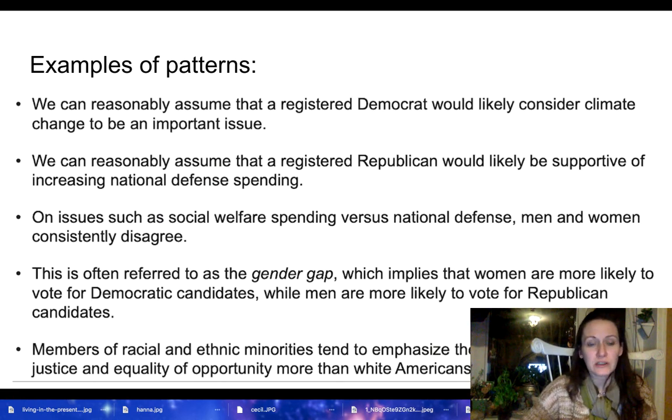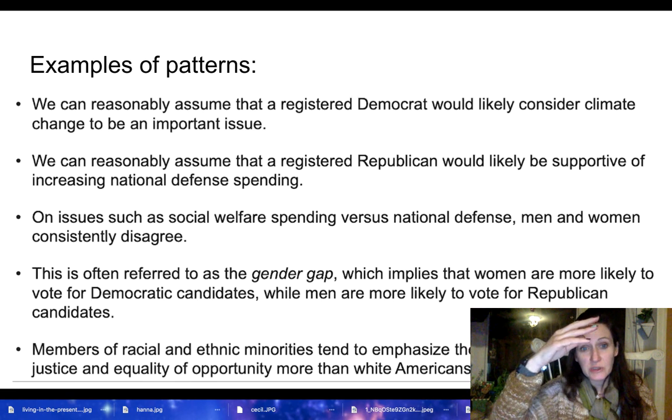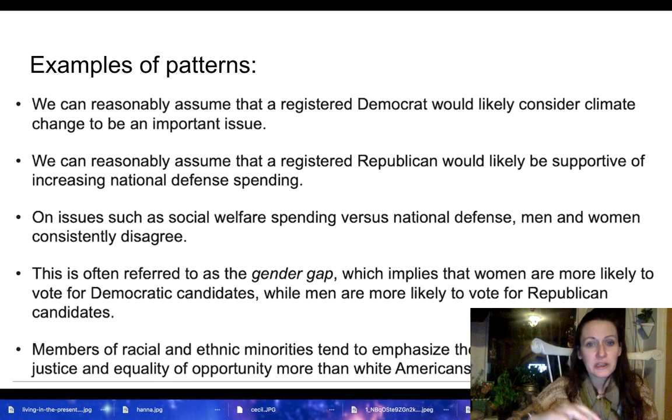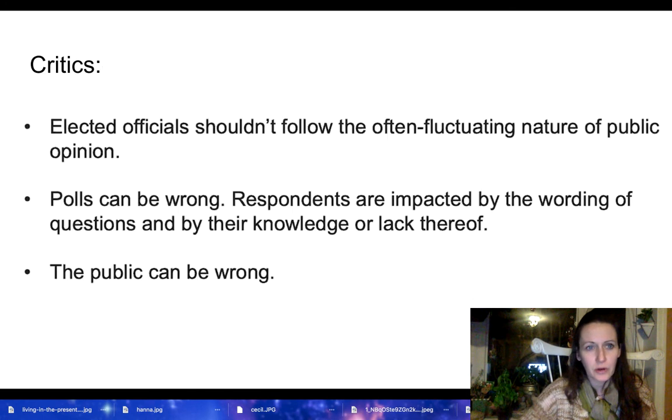What do these patterns do, right? So you can assume, and you'll see questions like this in the multiple choice questions. They'll be like, if someone was a Democrat, how would they most likely respond to climate change, right? Republican and national defense spending, right? What about the gender gap? What about racial differences? So you want to be familiar with, go back through those issues, which ones are more likely to vote of whether you're Republican or Democrat, and you probably know most of them already.